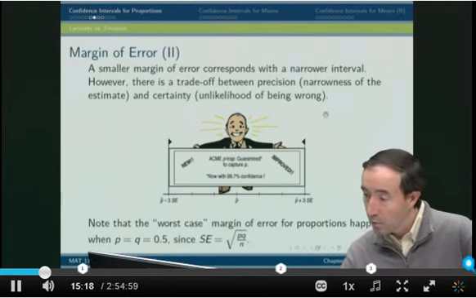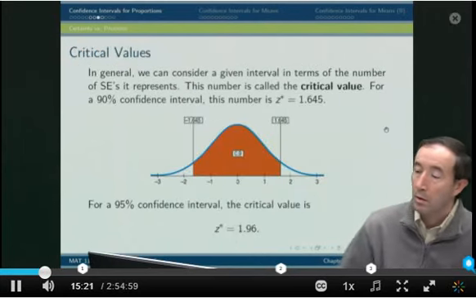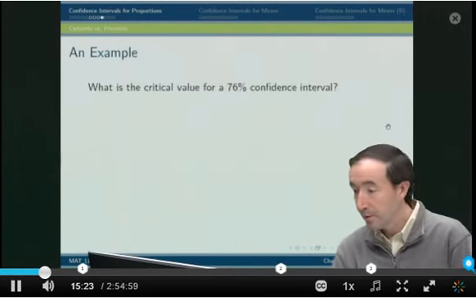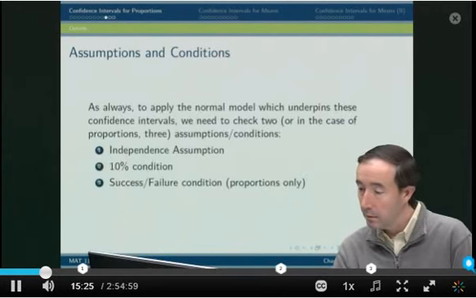All right. This is a discussion of the critical values. We already talked through that. I'm going to go through a lot over and over again.